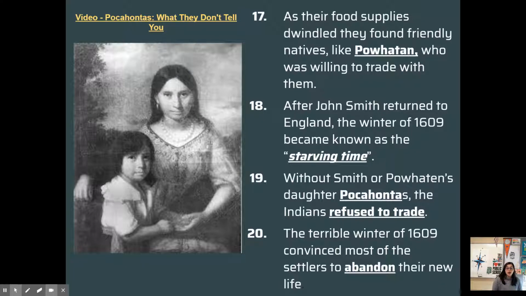Powhatan's daughter, Pocahontas, was helping as well. She goes to England with John Smith. She does not marry John Smith. She goes to England, though. And so the natives refuse to trade with them because of this. There's this terrible winter. Many, many people die. And the winter convinces a lot of people that they need to abandon this new life idea.